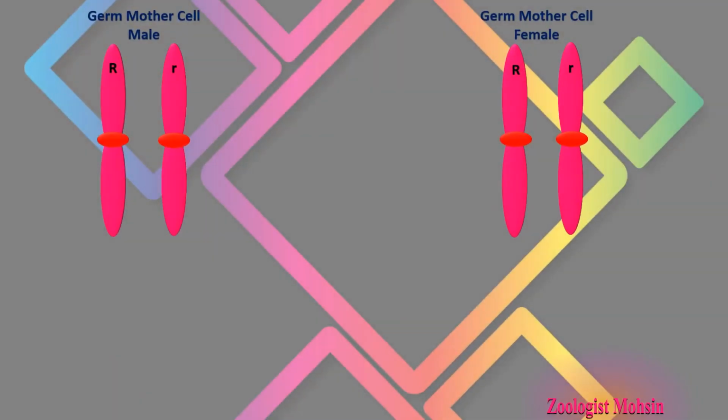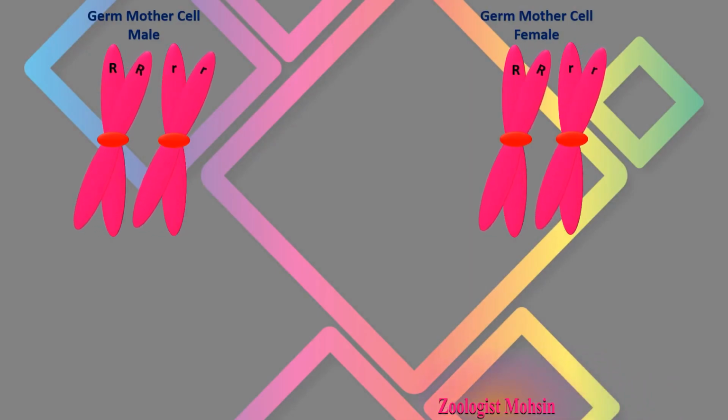We know that germ mother cells in males and females are diploid cells and they undergo duplication before meiosis. In this case we have taken a single homologous pair from each male and female and we have labeled a single locus allele, that is for seed shape in plants. You can say pea plant, round and wrinkled. We have not taken all the other chromosomes for our convenience.